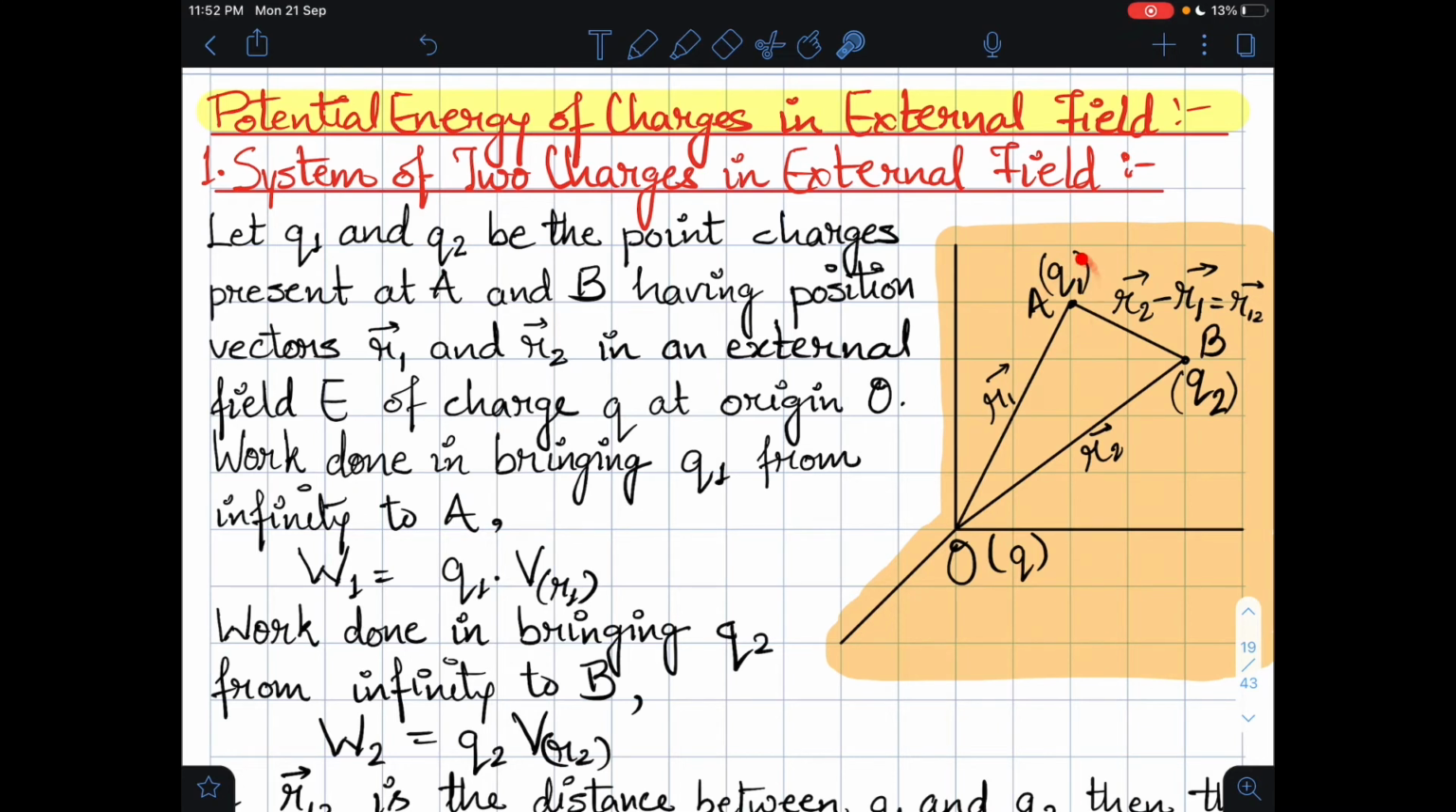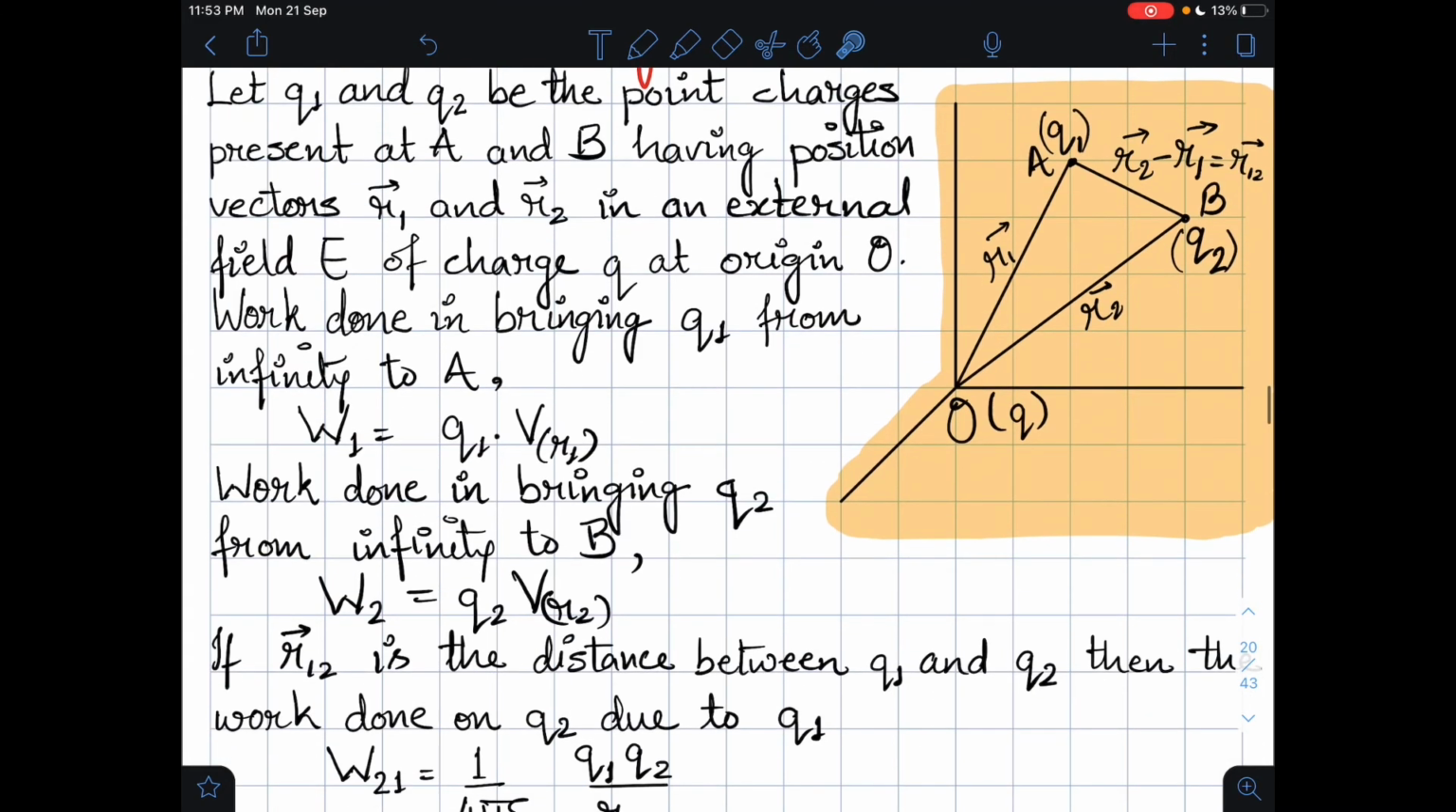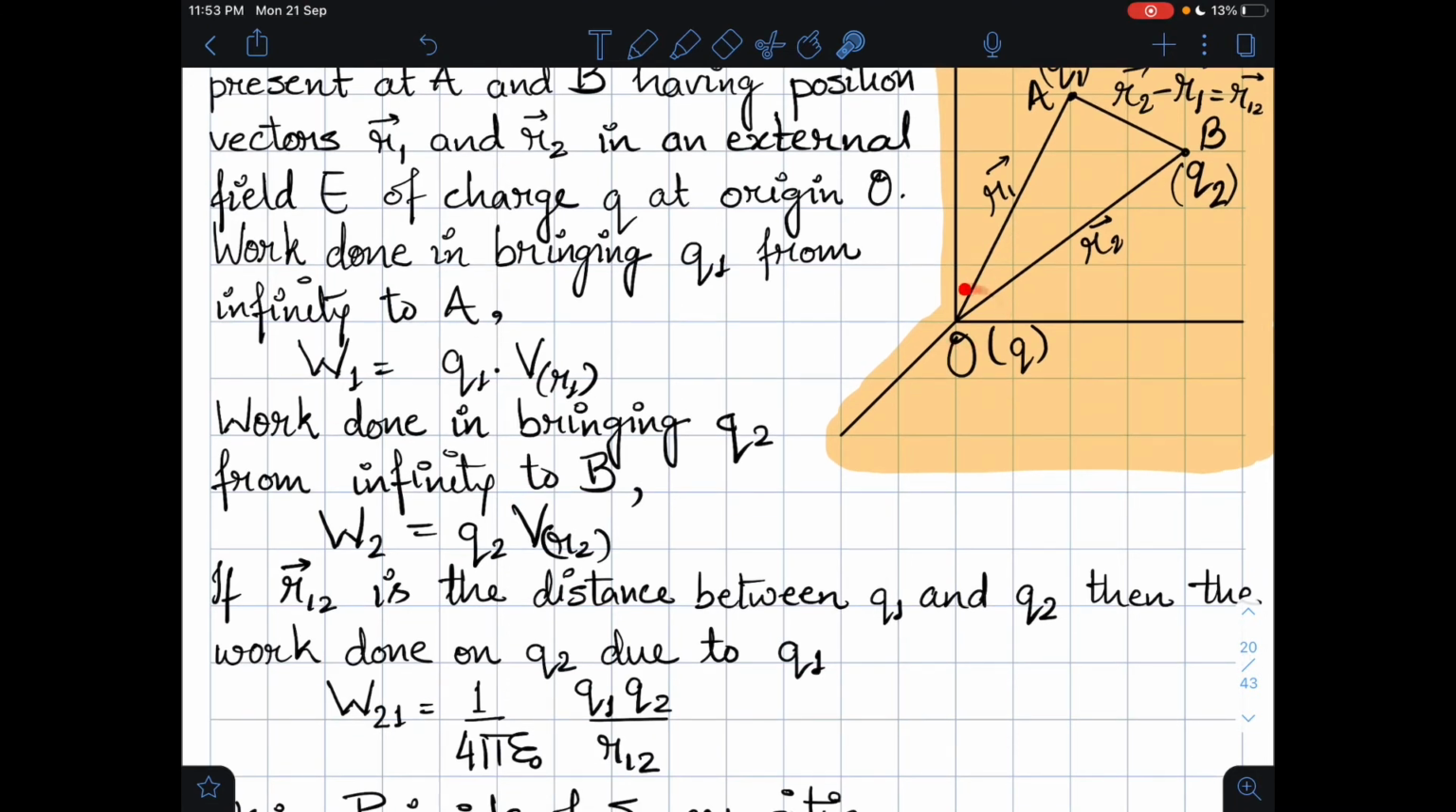So work done in bringing A will be given by the work done on A due to O, and work done in bringing charge Q2 at B will be given by work done by O on B as well as by work done on B by A. So the first work done is equal to Q1 into V(R1). This is Q into V work. But work done in bringing Q2 from infinity to B, W2 equals Q2 into V(R2). This is against this O.